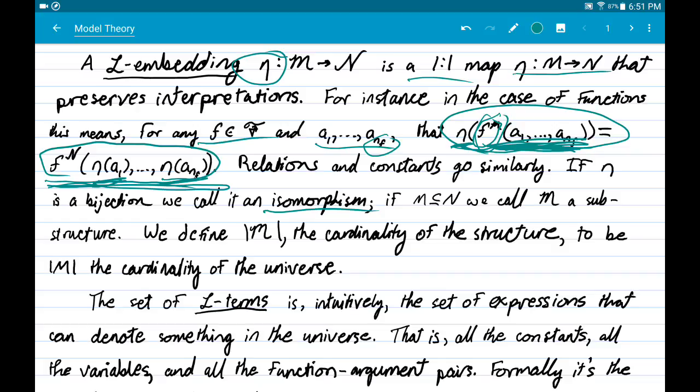So that's the notion of an L-embedding, and if the function eta is in fact a bijection, then we call it an isomorphism. If in fact the domain of M is a subset of the domain of N, we call M a substructure. We could also say that N extends M. And this is just so much vocabulary. We also define the notion of a structure being infinite if the cardinality of the universe or domain is infinite. And so we'll continue with definitions in the next video.